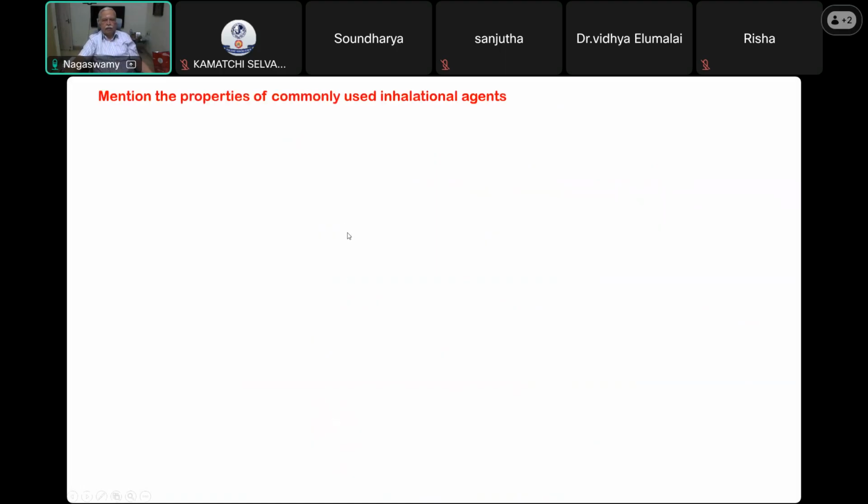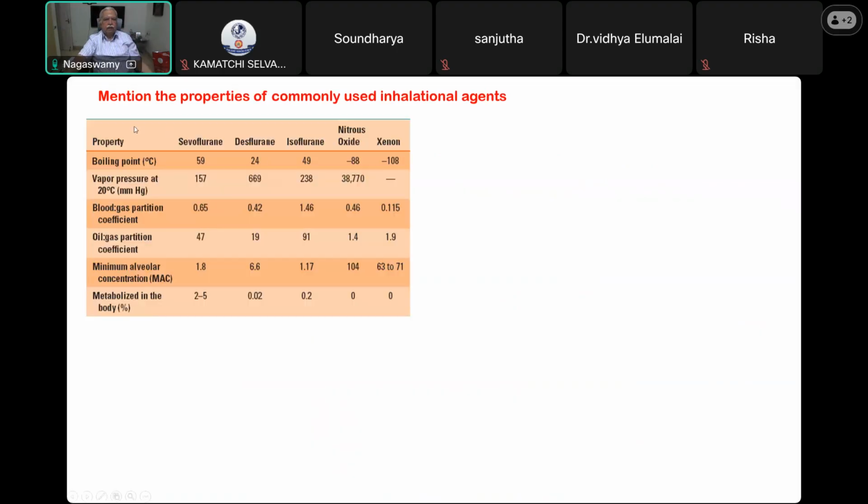Mention the common properties of the inhalation agents used. Commonly we talk about the boiling point, saturated vapor pressure, the density. Okay, so these are all the properties, just given for the various agents here. So you must know the boiling point, the vapor pressure, blood gas partition coefficient, oil gas partition coefficient, MAC, and how much percentage is metabolized in the body. Okay, these are the common physical properties that they may be asking you.